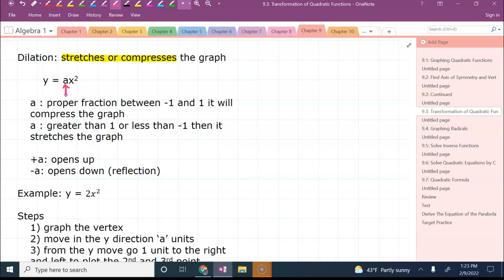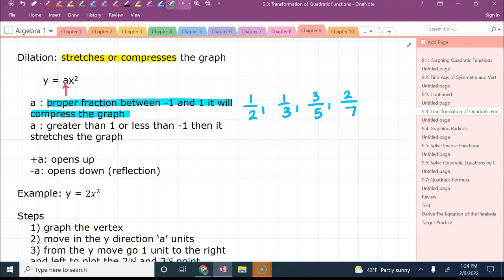To understand whether a dilation stretches or compresses, you want to take a look at that letter A. If A is a proper fraction, which means that the top number is smaller than the bottom number, and it's between -1 and 1, it will compress the graph. So for example, if you see something like 1/2, 1/3, 3/5, 2/7, anything like that, those are all proper fractions. Those are going to compress your graph. Compressing means that your graph is going to be pushed down, so it's going to take longer for it to open up and create that quadratic form.